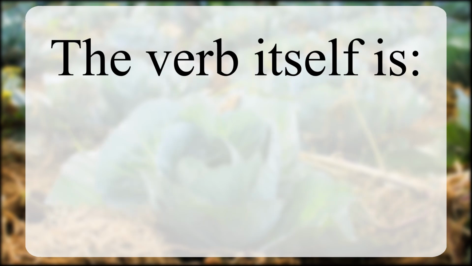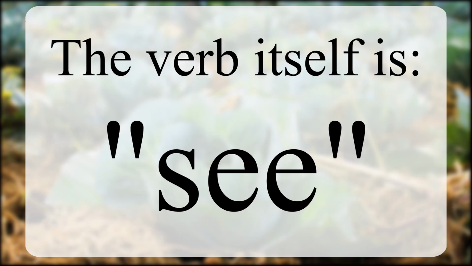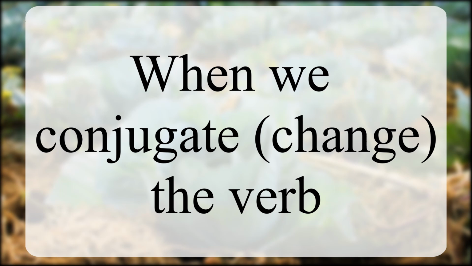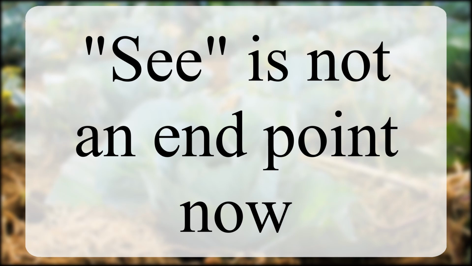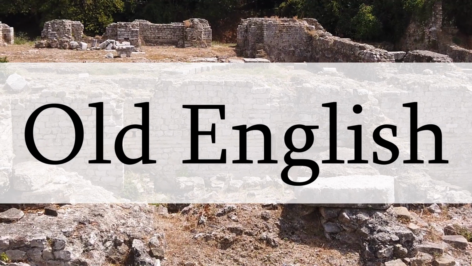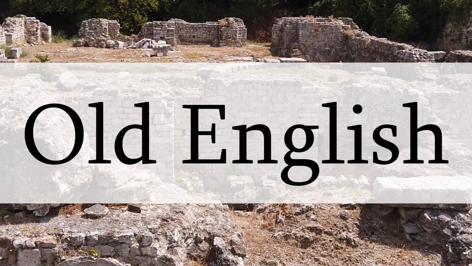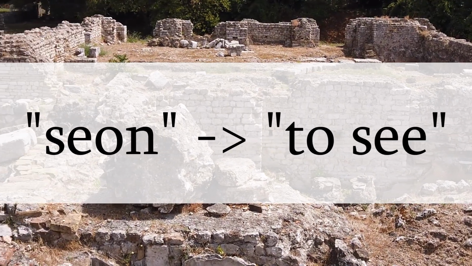The verb itself is see. When we conjugate the verb, we omit the word to and say, I see, you saw, he is seeing, etc., etc. The reason that we omit or drop the word to is because see isn't an endpoint anymore. That's how and why the Old English verb seon became to see.